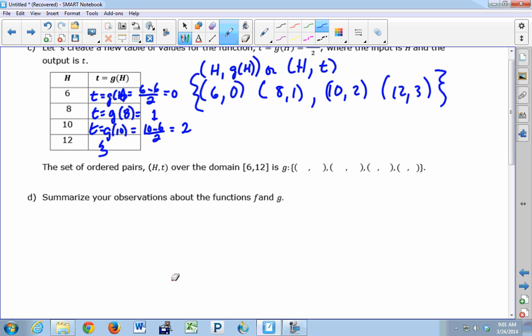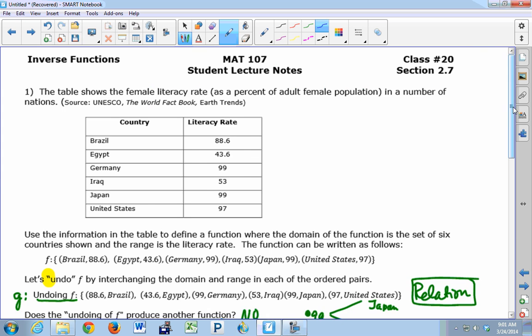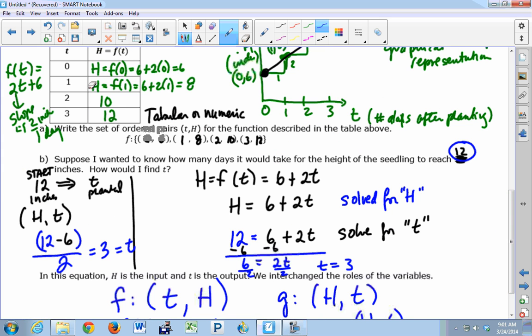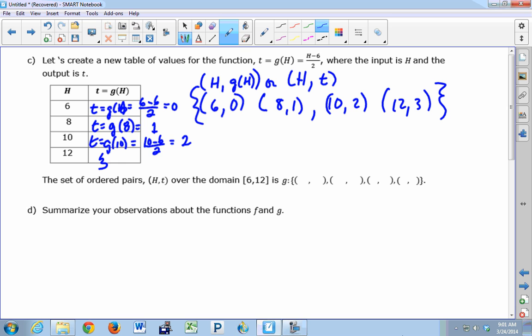So why did our domain change? Our domain initially was right here, 0 to 3. Why did our domain change? The input changed, right? Now my input is the heights. And the heights over those 4 days went from the smallest height of 6 inches up to 12 inches. So because my independent variable changed to the height, my domain had to change. So here are the ordered pairs right here, 6, 0, 8, 1, 10, 2, and 12, 3.